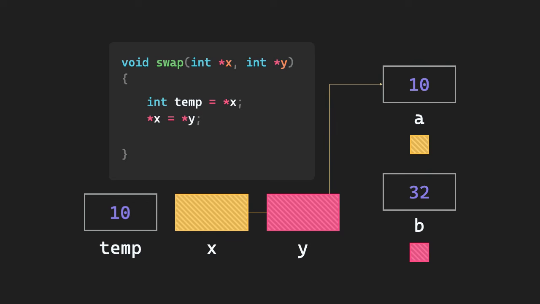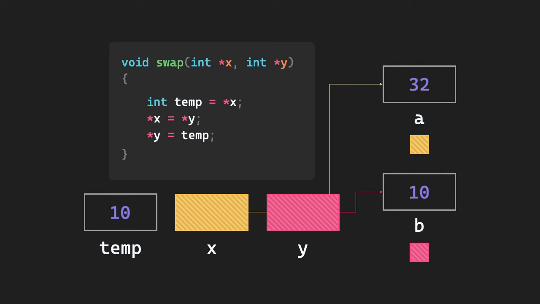At A, we need to store the value of B. Again, to get the value of B, we dereference y, that's pointing to B, and assign it to not x, but the variable pointed to by x. So star x equals star y. This is going to put 32 inside A. Now we need to access B by dereferencing y, and store inside it the value stored in temp.